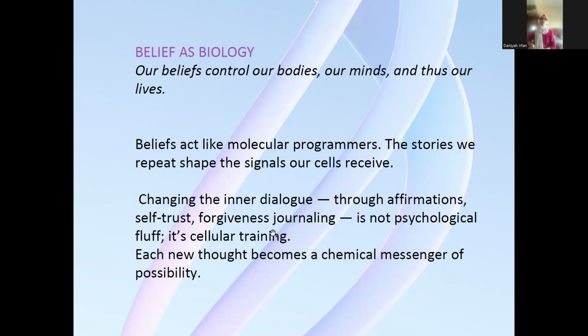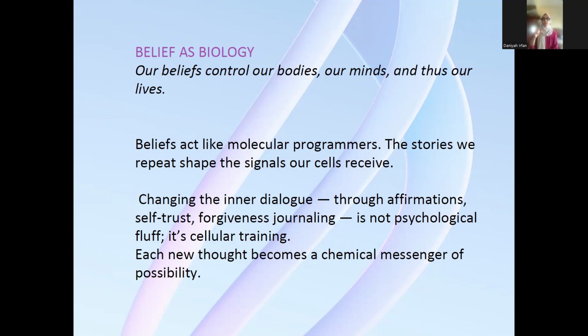Next slide. So how is belief a biology? The entire book is based on that, right? The biology of belief. So how is belief a biology? Our beliefs control our bodies and our minds, and thus they control our lives. So every belief is controlling your life, right?